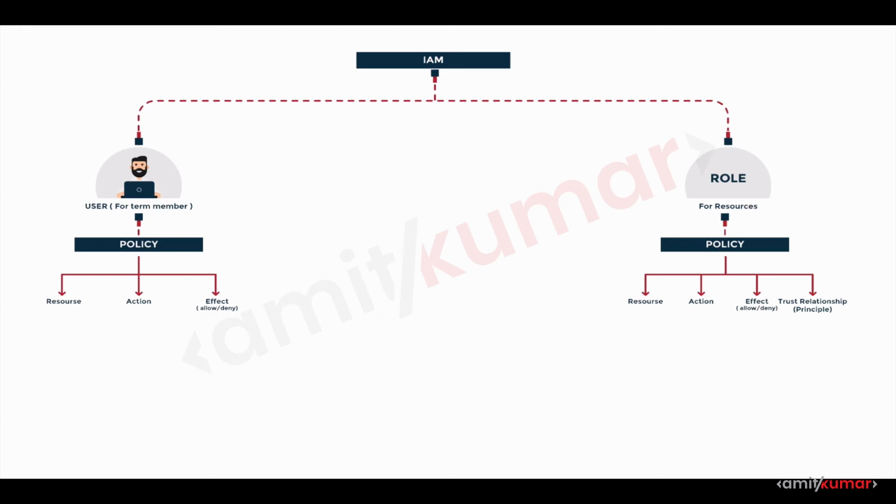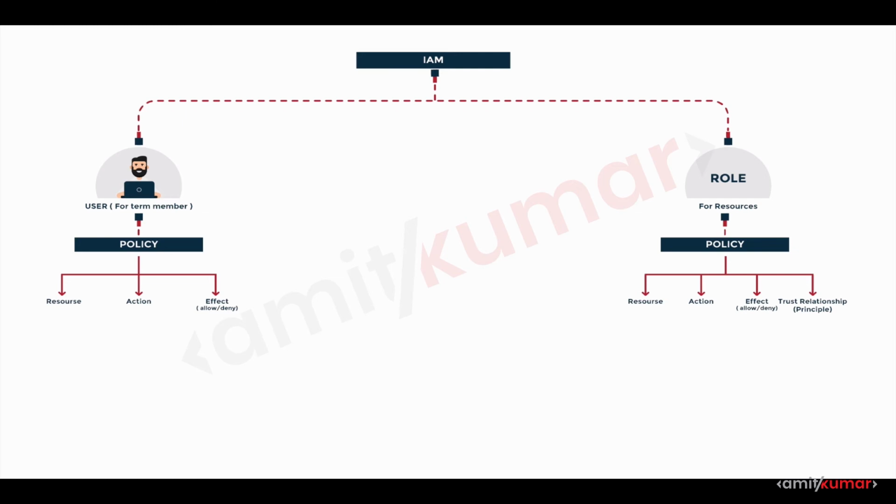Now I will explain it very simply: a user is created if you want to give access to one of your team members or to a person. And that person gets a policy document, that permission slip, which has very clearly defined what all resources it will get access to, what all actions it can perform, and what is the effect on those resources, whether the person is allowed access or denied access. Simple. A role is created when one resource needs access to another resource within AWS.